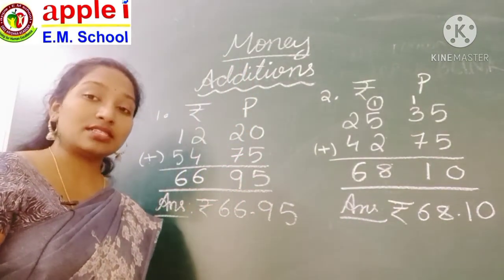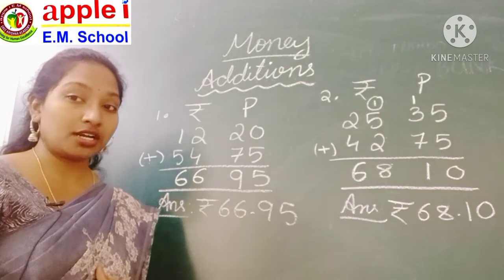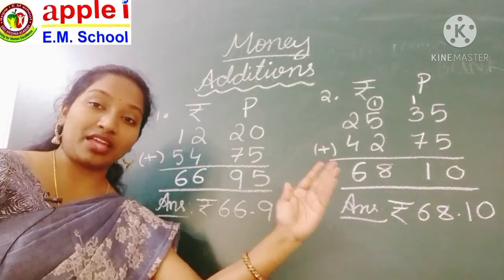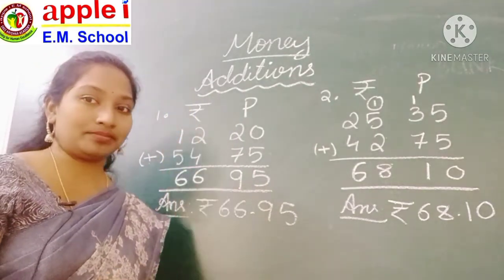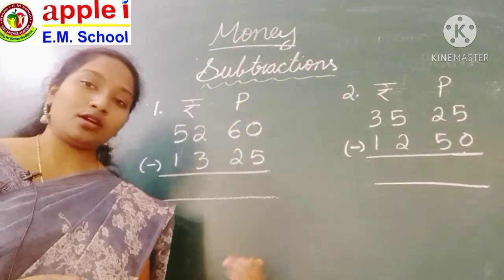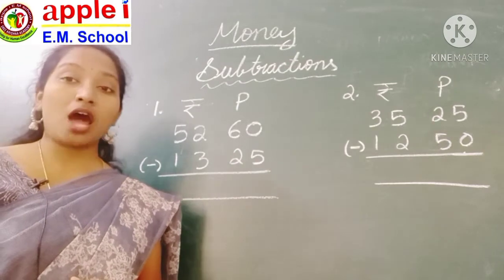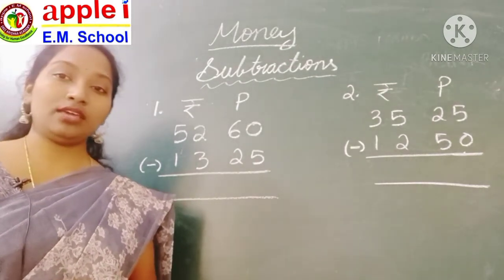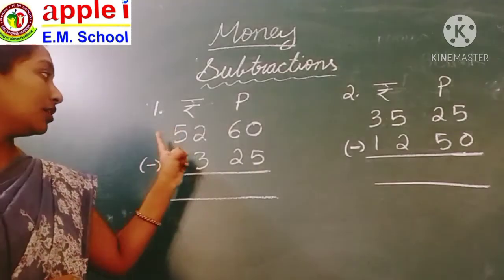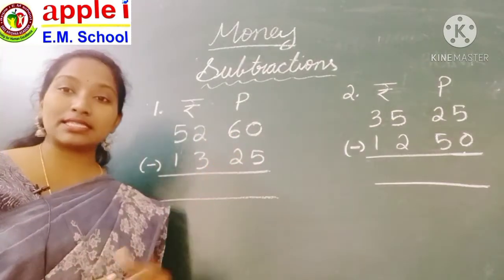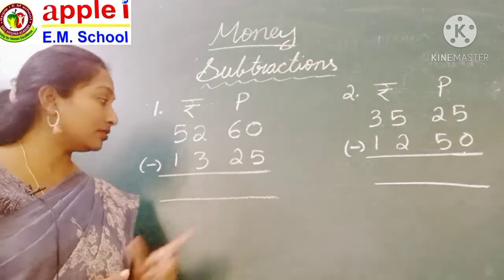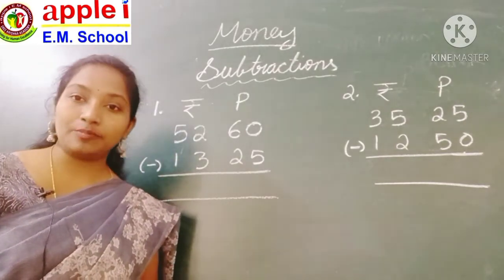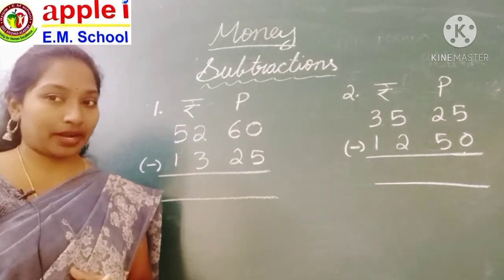Understood, children, how to do the additions? First, you have to add pies, then add rupees. Now, let us see how to do the subtraction in money. Okay, see here, 52 rupees 60 pies minus 13 rupees 25 pies. So, how to do the subtraction?